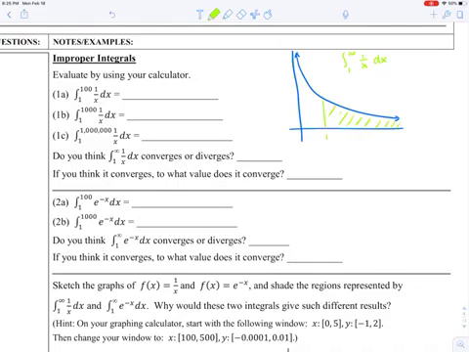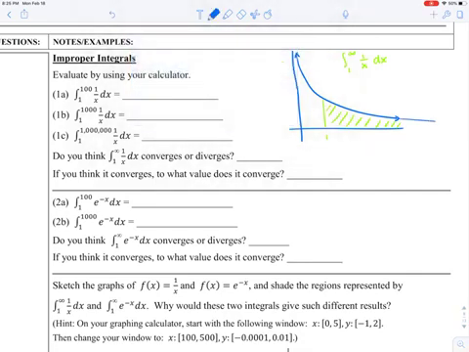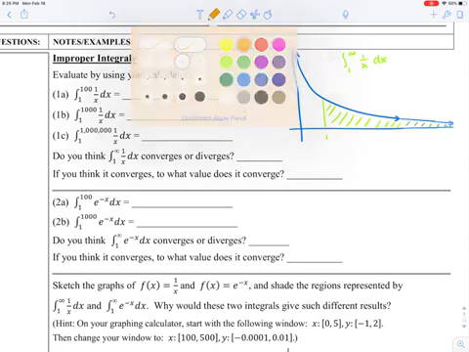Now, counterintuitively, we might look at it and say, there's no possible way that we could find this area under the curve because this goes on forever and forever in this direction, and it is unbounded. So what I want to do is start by kind of faking my calculator into thinking I have infinity.